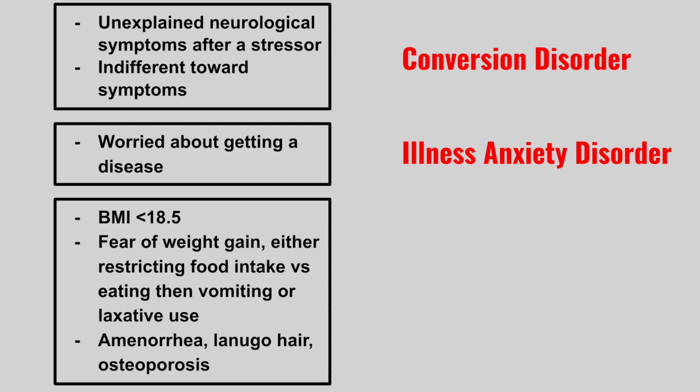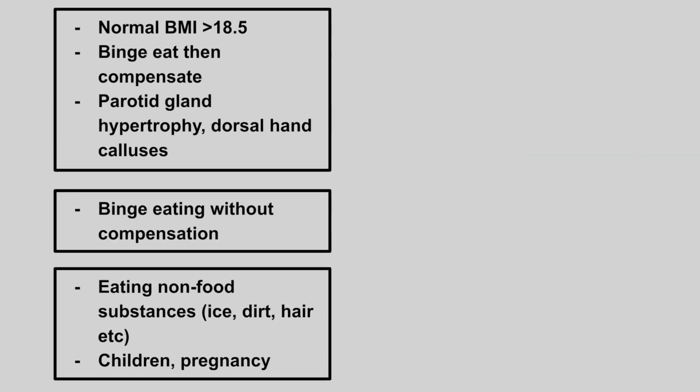Next, we have a patient whose BMI is less than 18.5. They have a fear of weight gain. Either they restrict food intake or they eat, then vomit or use laxatives. It's also associated with amenorrhea, lanugo hair on the body, and osteoporosis. This is anorexia. Compare that to a patient with normal BMI over 18.5, binge eat and then compensate, parotid gland hypertrophy, and dorsal hand calluses from vomiting.